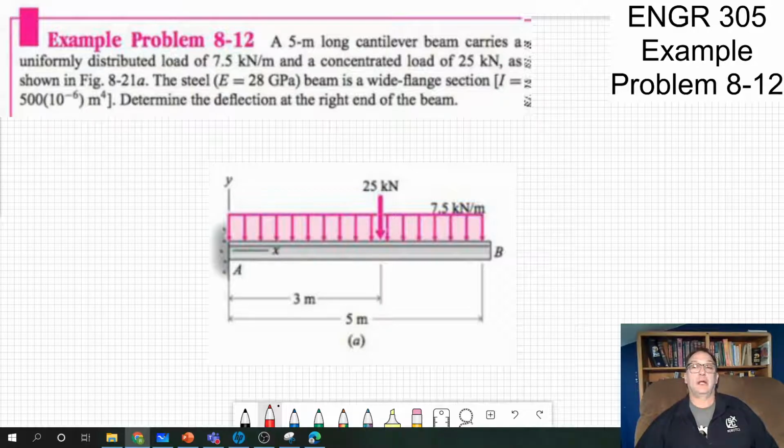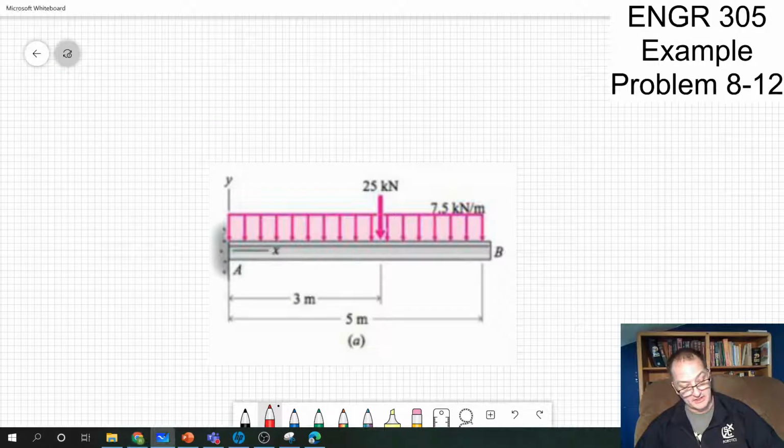We've got steel, 28 GPa. The beam is a wide flange section, which really doesn't matter because we just need I, which is equal to 500 times 10 to the negative 6 meters to the fourth. Determine the deflection at the right end of the beam. So I'm just going to say we've got the picture. That's what's important. EI is a given, so we don't need to sweat that anymore.